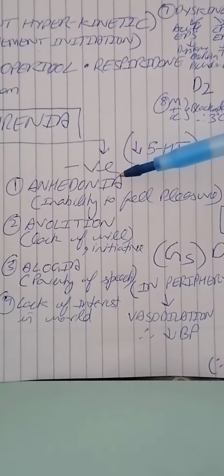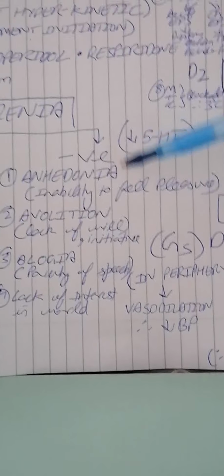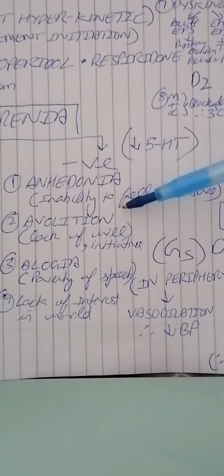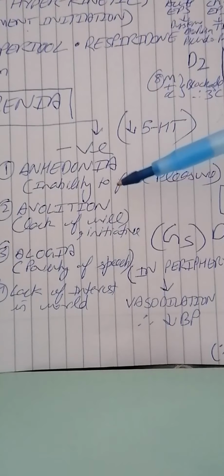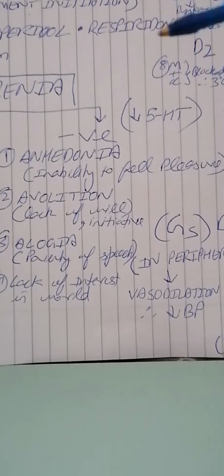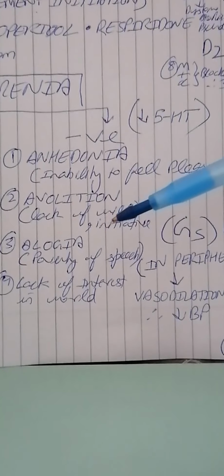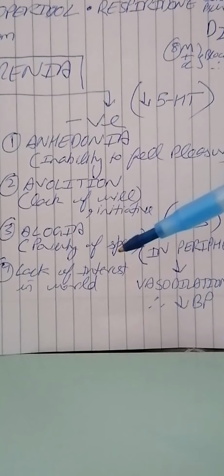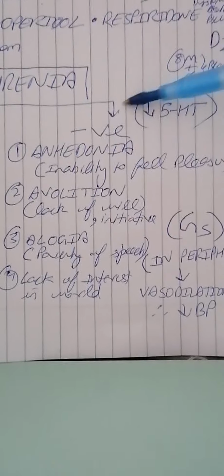Like anhedonia, inability to feel pleasure, avolition, lack of will and initiative. Your person doesn't feel like doing anything. Then alogia, poverty of speech, doesn't feel like talking, doesn't have anything to say. Lack of interest in the world. So these are all kind of depression. This makes you depressed.